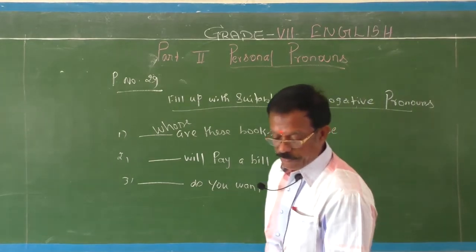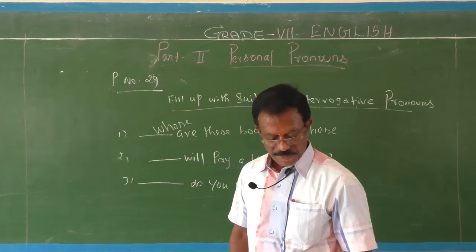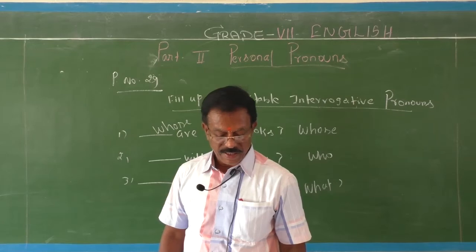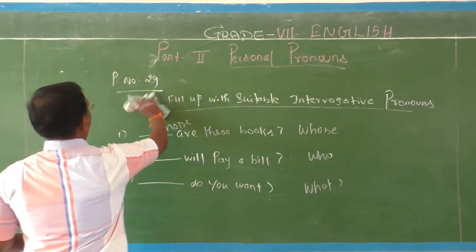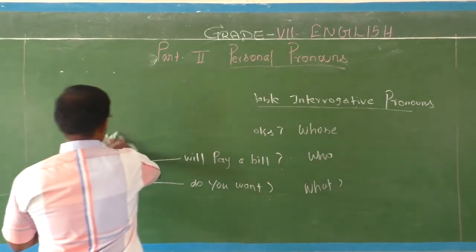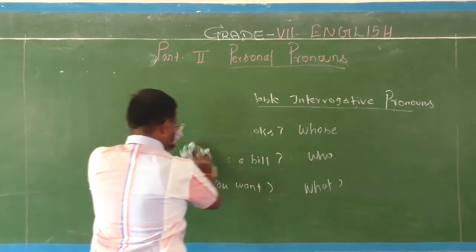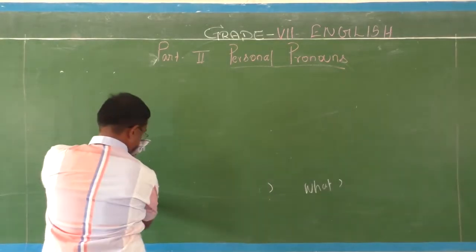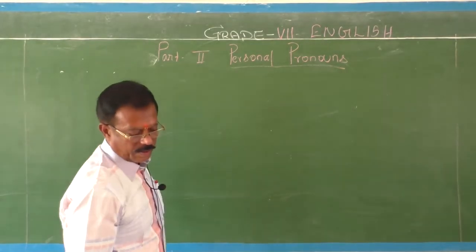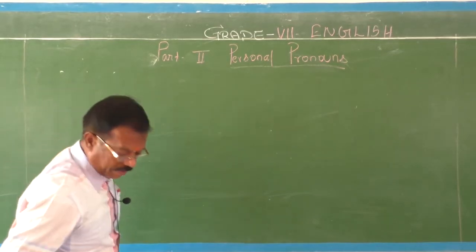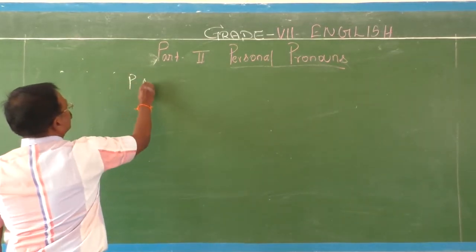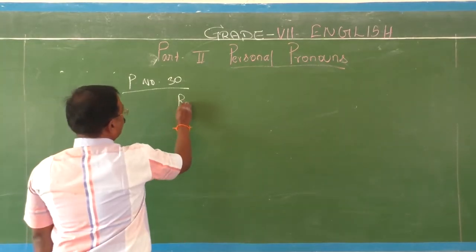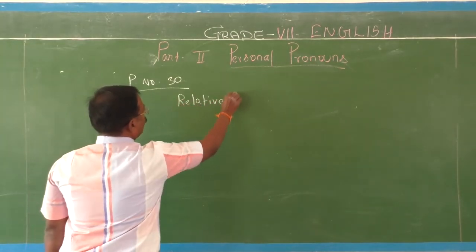Okay, fine. Children, with the help of all these things, see on page number 30, relative pronoun. Some example exercises they have given. That also I will solve, one or two examples. Then for the remaining exercises you try to find out the answer. Page number 30 in your grammar book. Relative pronoun. Here you have to fill up relative pronouns.